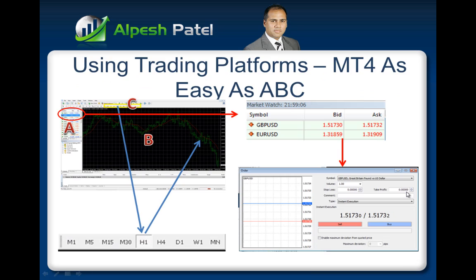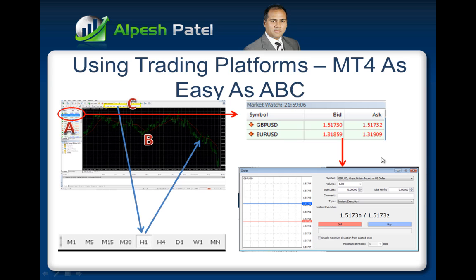So let's go into this in a bit more detail about using trading platforms, and the one I use is called MT4, and why it's as easy as ABC. As I mentioned earlier, you click on A to see the security you're looking to trade in. It might be sterling dollar, it could be gold, it could be the Dow. Then you look at the price on screen B. On part C you pick a time frame, so it could be 1 hour charts here. That then appears on the screen, and then you place an order.